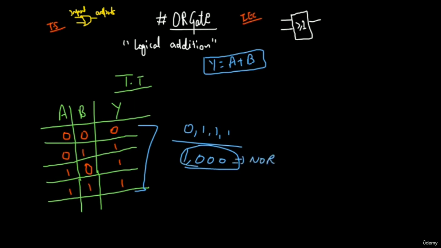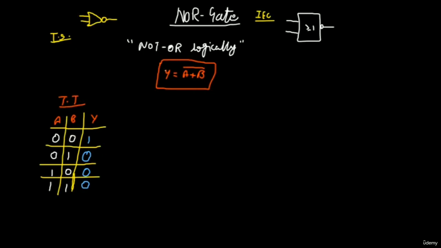Let's see. Now you can see that, right? So it's very simple, just using the NOR gate. Now it's time to learn about the next gate, which is our XOR gate.